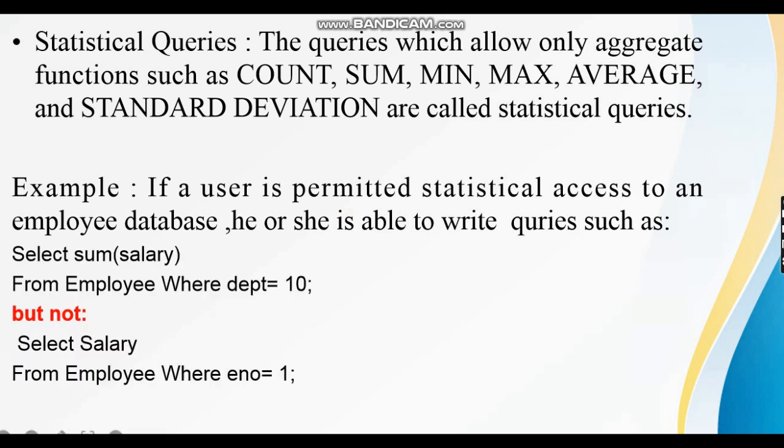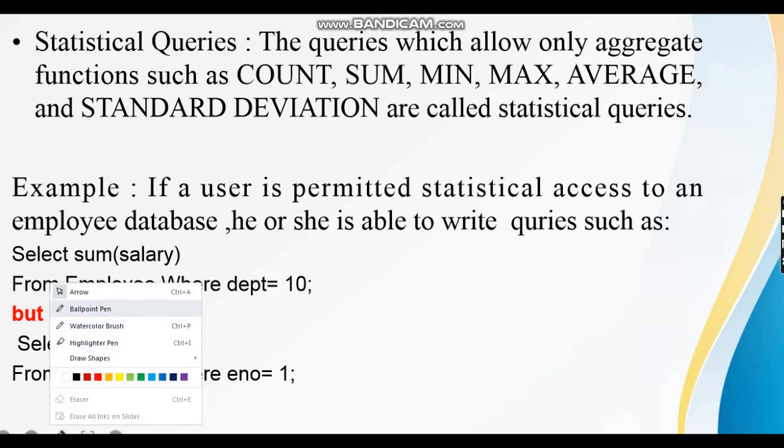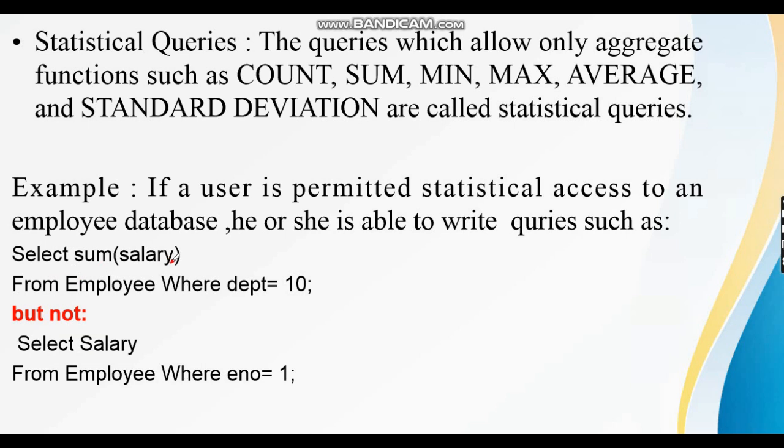such as, you can see over here, select sum salary from employee where department is equal to 10. Here this is the aggregate function. It is trying to add the salary of the employee table where the department is 10. 10 can be any department, so it is adding the salaries of the employees who work under this department. So this is called a statistical query, where it makes use of the aggregate function, sum.